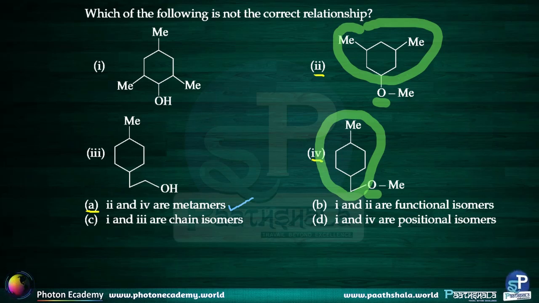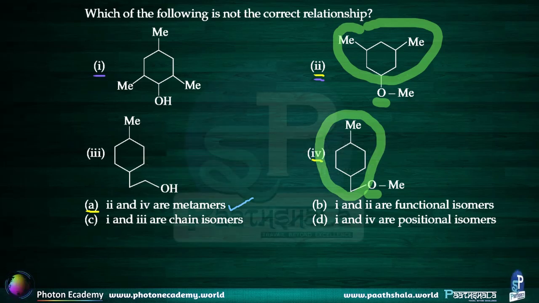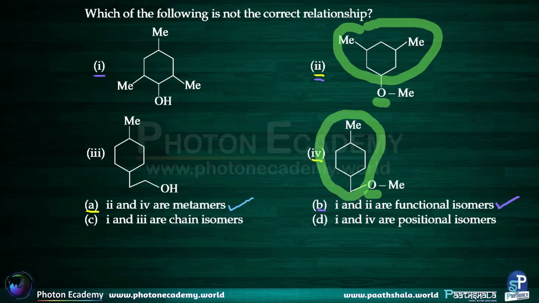Now, let me examine option B, which says that compounds 1 and 2 are functional isomers. When we look at compound 1 and compound 2, what we understand is that compound 1 is an alcohol and compound 2 is an ether. This is visible in the molecular structure diagram, and the molecular formula of compounds 1 and 2 is equal. Thus it implies that compounds 1 and 2 are functional isomers. Hence option A and option B cannot be the answer, as we are looking for an incorrect relationship.